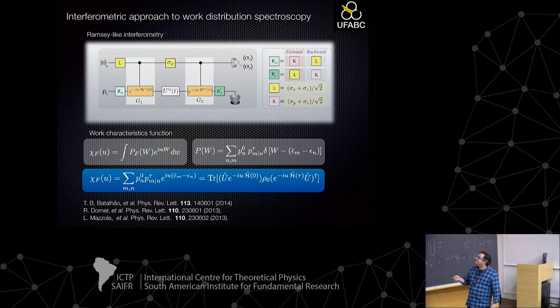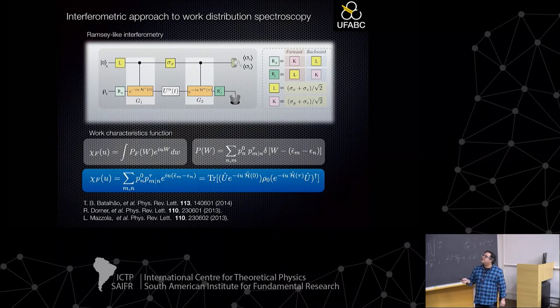But here, this trace is not easy to estimate because we have here the initial Hamiltonian. Here I have the final Hamiltonian, tau is the final time for the evolution, and u is the variable in the Fourier transform. If I measure the characteristic function, I just need to take the inverse Fourier transform, and then I will get the work probability distribution. So instead of measuring directly these transition probabilities, the idea is to measure this characteristic function, which is a kind of oscillating function. To estimate this trace, we can use this kind of quantum algorithm.